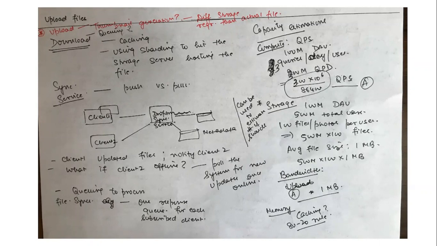Upload and download bandwidth depends, right? For upload, you always want to upload with the highest resolution. If your phone is taking 4K videos, then you don't want to upload 1080p. Even though it will take time based on your bandwidth, it will upload with 4K only.